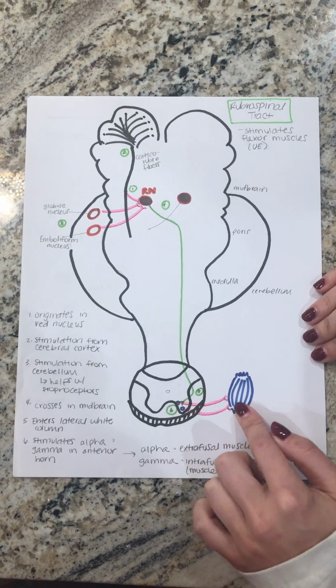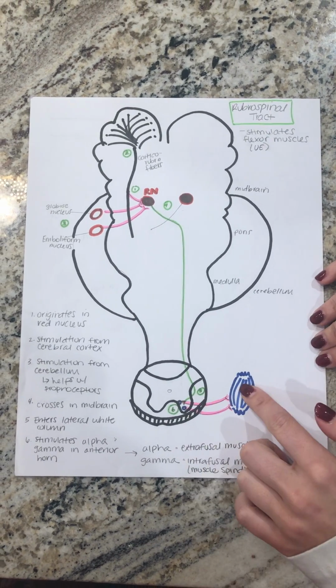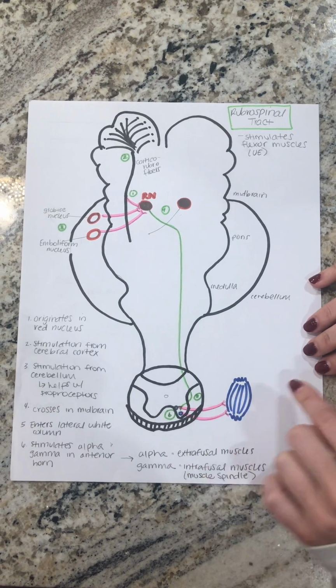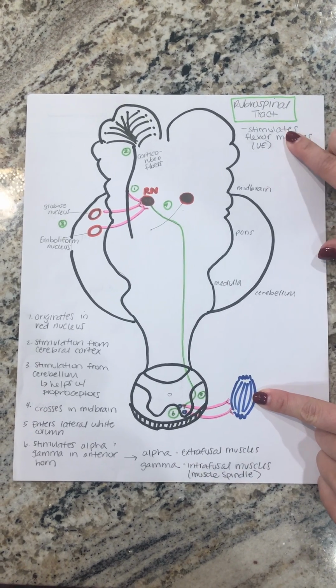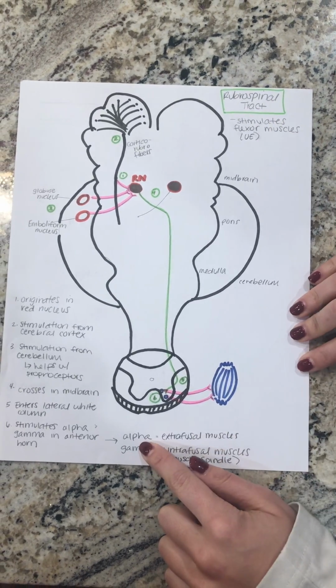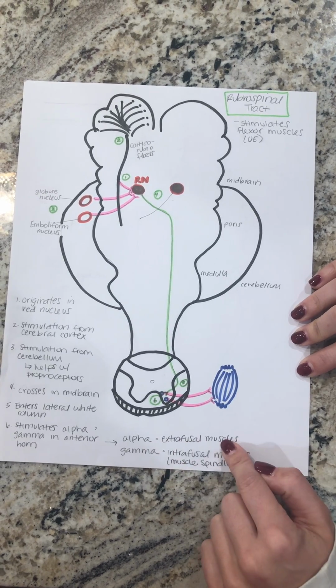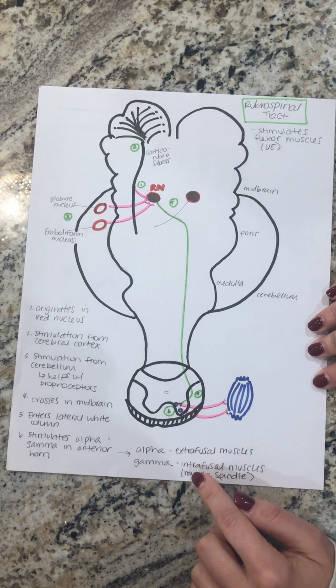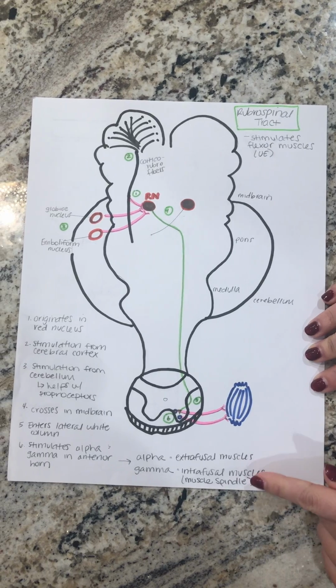And then those two neurons will exit the spinal cord at the muscle that it wants to innervate, which would be our flexor muscles. And we know that the alpha will stimulate our extrafusal muscles and the gamma is going to innervate our intrafusal muscles, which would be our muscle spindle.